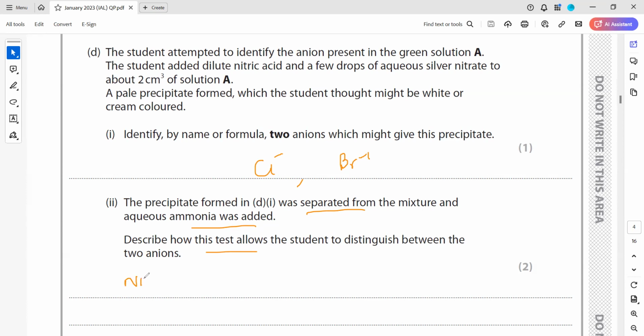So if we add aqueous ammonia, if it is dilute, the chloride precipitate will dissolve and the bromide precipitate will not dissolve. If it is concentrated, chloride will dissolve, bromide will also dissolve. So what should we do? We should add dilute aqueous ammonia. Chloride will dissolve, but the bromide does not dissolve in dilute.